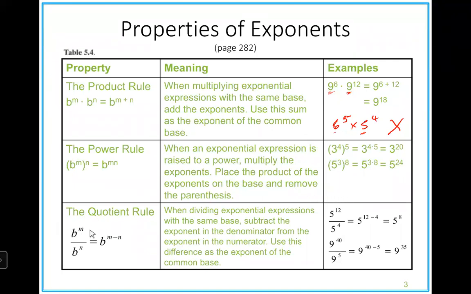And then the quotient rule, of course, has to do with division. So when we have two numbers expressed in exponent form, once the base is the same, then you can subtract the powers to simplify the expression. So in this case, you have 5 to the 12 divided by 5 to the 4th, simplified to 5 to the 12 minus 4, equals 5 to the 8th. And the second example follows the same principle.